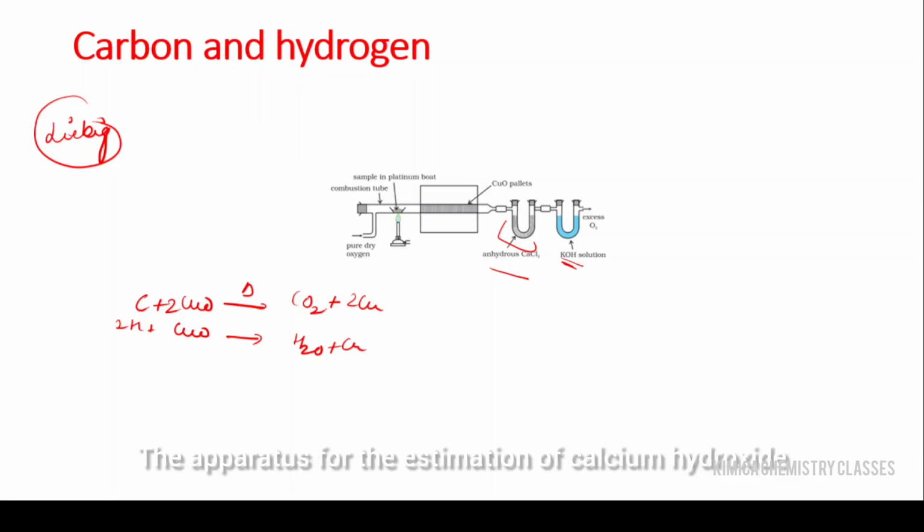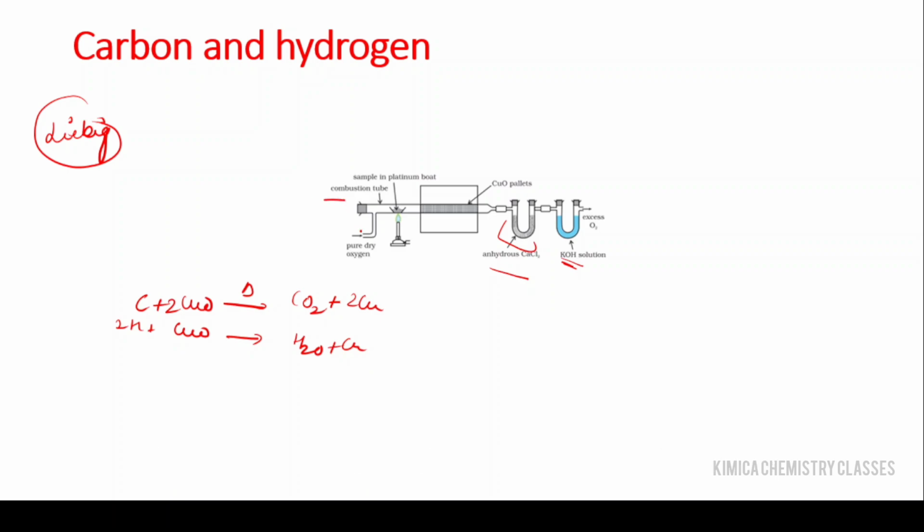The apparatus for the estimation of carbon and hydrogen consists of one combustion tube, as you can see here, a U-tube containing anhydrous calcium chloride, and a bulb or U-tube containing strong KOH solution, right? The tube is heated strongly for 2 to 3 hours till the whole of the organic compound is burned. After combustion is over, the absorption units, the U-tubes, are disconnected and weighed separately, right?